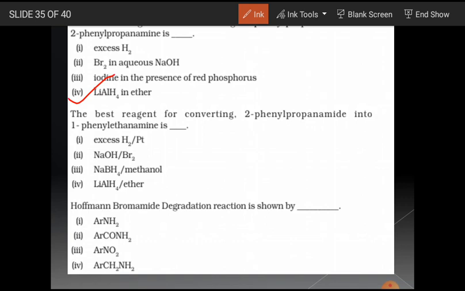Best reagent for converting 2-phenyl propanamide into 1-phenyl ethanamine. So that should be a descent of series. For descent of series, we can use Hofmann bromamide degradation reaction. So the answer should be option number 2. Hofmann bromamide degradation reaction is shown by amides only. So it should be option number 2.